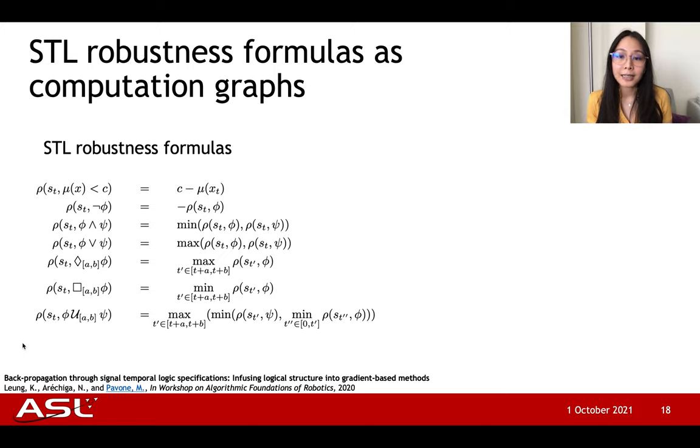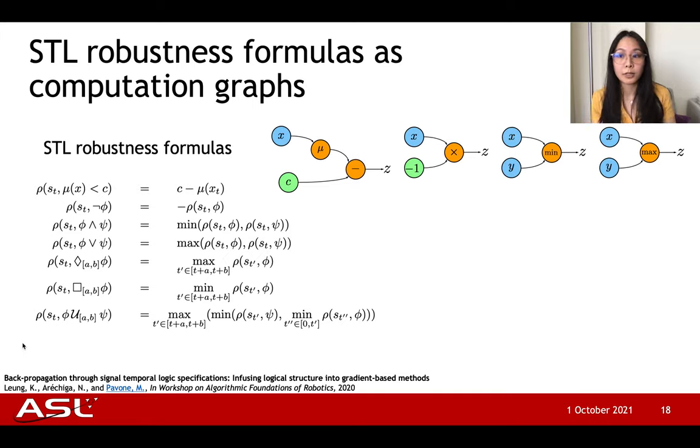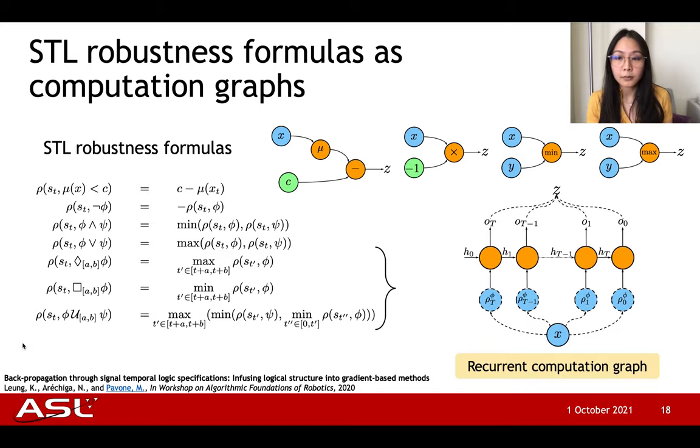The idea behind STLCG is quite simple. For each STL robustness formula, we construct a corresponding computation graph. Now, many of these formulas are quite straightforward, except for the temporal operators. I won't go into too much detail here, but you can find more details in the paper cited at the bottom. But the key idea here is that it involves designing a recurrent computation graph in order to perform dynamic programming. Anyway, the bottom line here is that for each STL operator, there is a corresponding computation graph that will compute the robustness value. And now the question is how to actually piece all these computation graphs together, because a formula is made up of multiple operators.